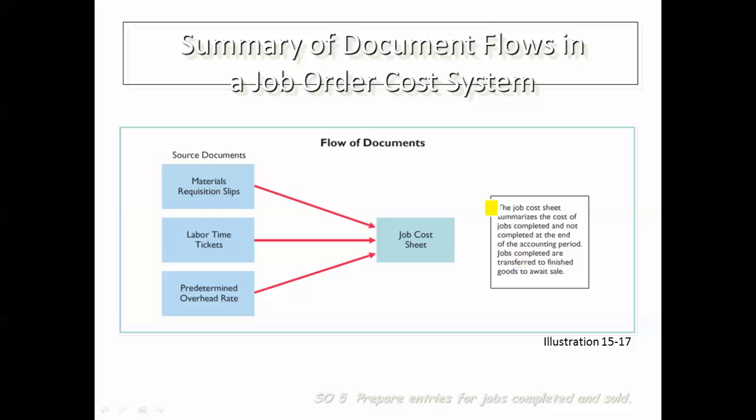So, a summary of the document flows in the job order cost. Material requisition slips go to the job cost sheet. Labor tickets and predetermined overhead rate. And that's how I accumulate the cost for a job cost system.